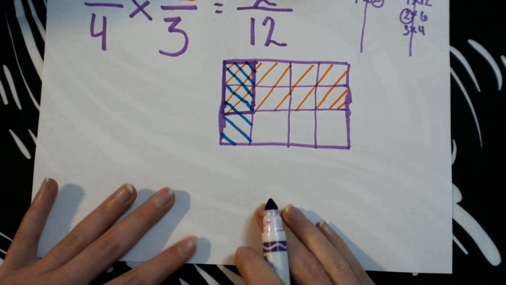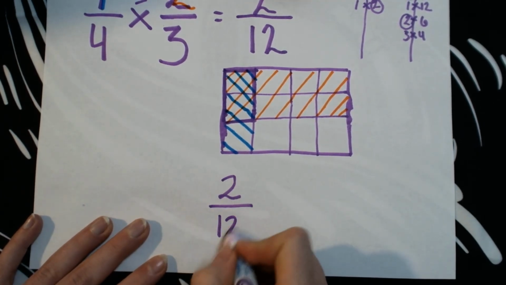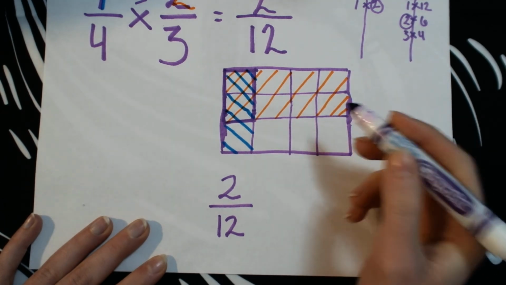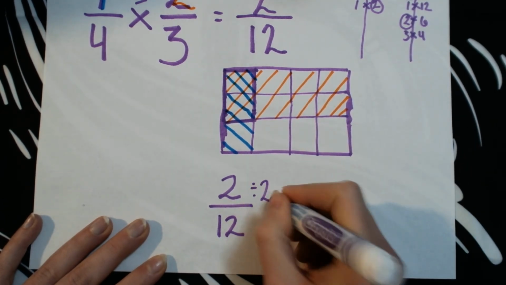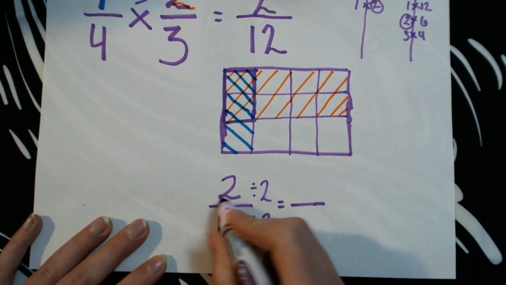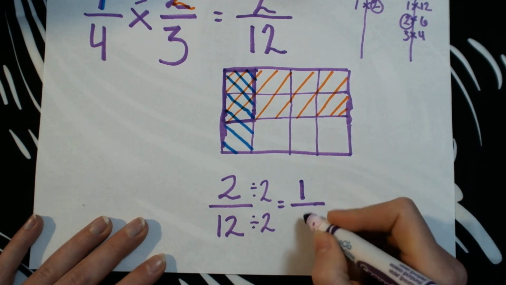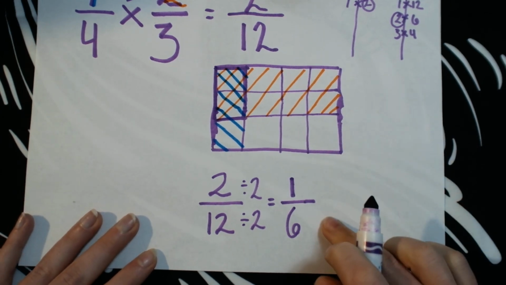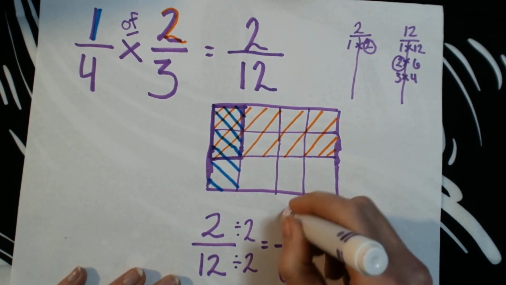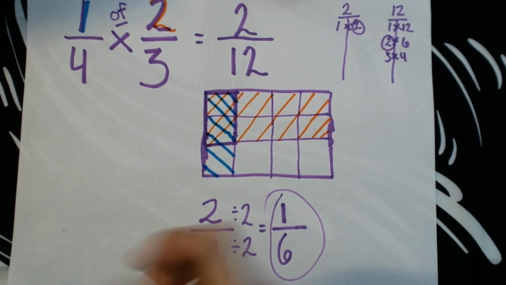So I'm going to go down here to keep my work neat and tidy. I'm going to rewrite my fraction, 2/12. Now remember, we're simplifying by dividing by the greatest common factor on both sides. 2 divided by 2 is 1. 12 divided by 2 is 6. So once we simplify, our final product is 1/6. Great job!